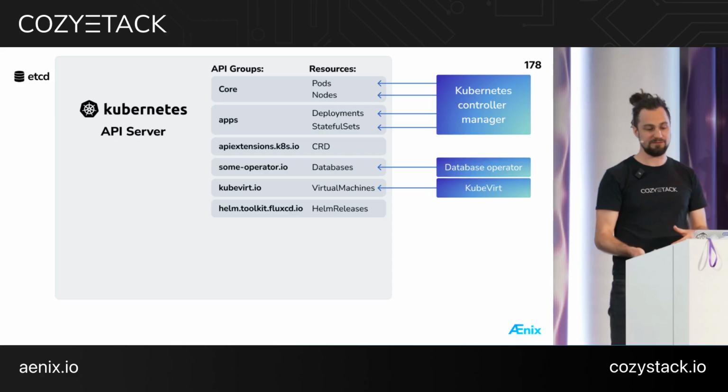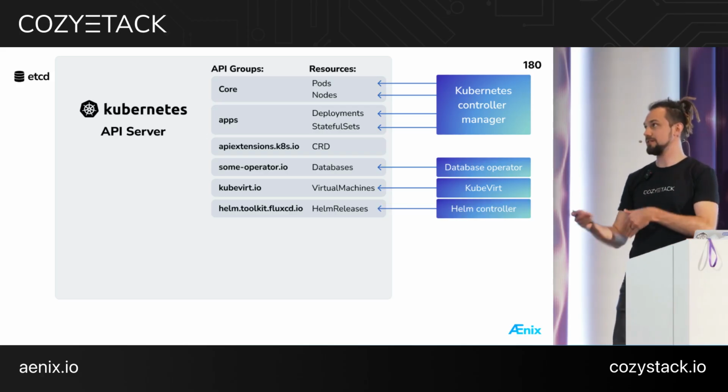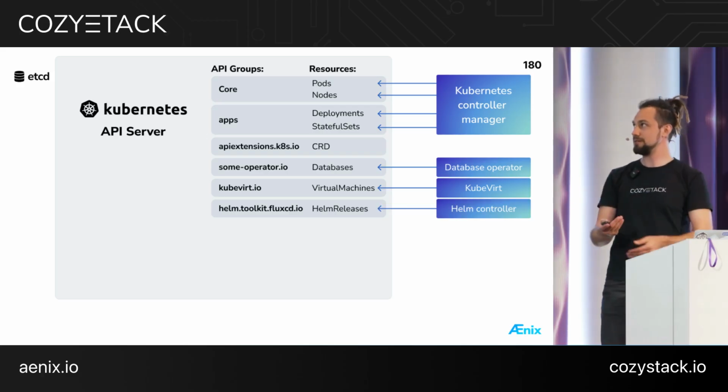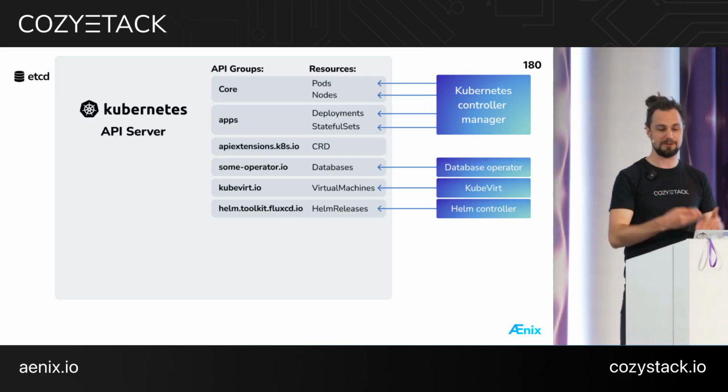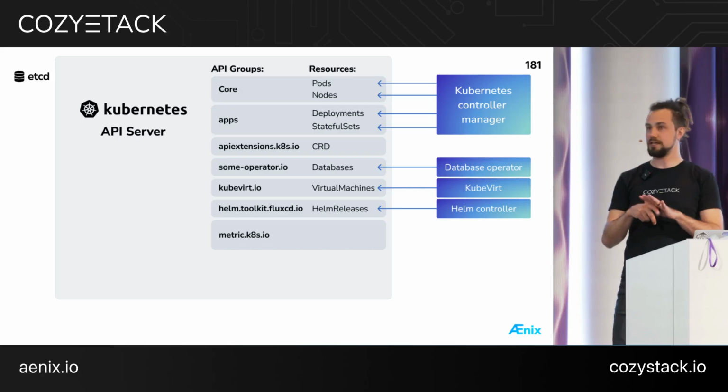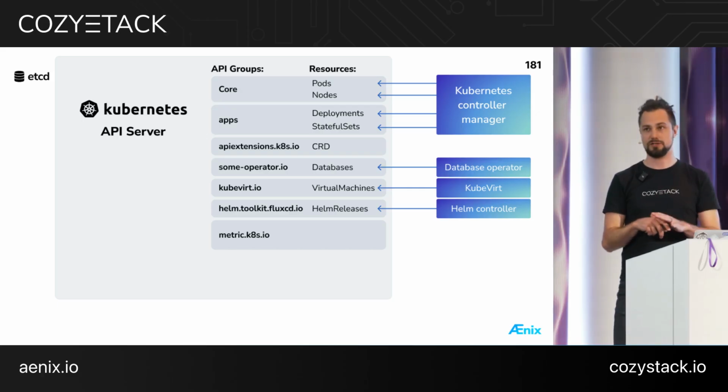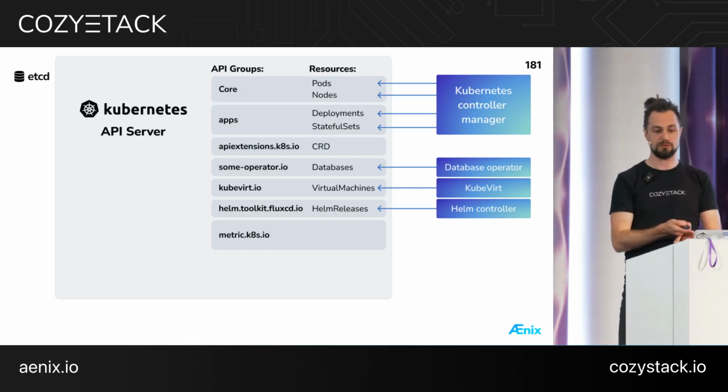FluxCD works the same way. It has Helm releases, which are just ordinary resources in Kubernetes, and it controls them through the Helm controller. But if you know something like metrics server, it works totally differently. It also provides you some resources, but actually it is a metrics server.